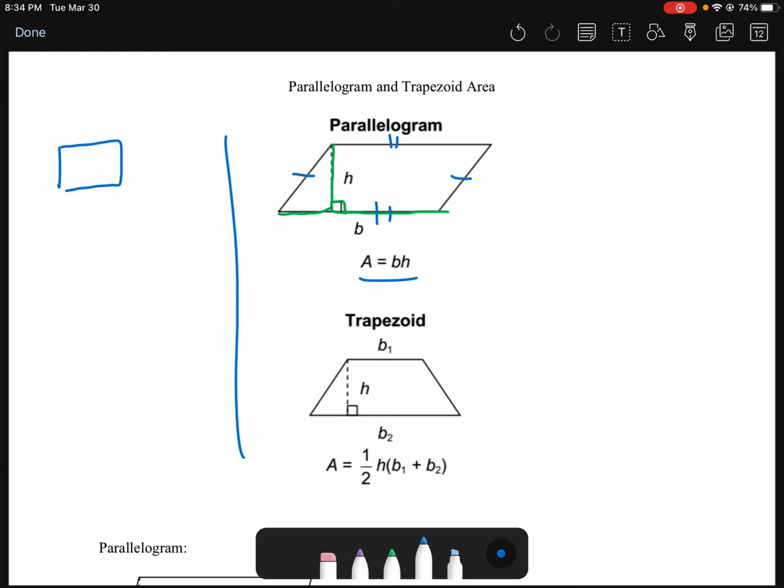A trapezoid, the area formula is 1/2 times the height times the two bases being added together. So I would take these two guys and add them together, multiply it to my height, and again, that's the one that's perpendicular to my bases. And then I would take half of it. For a trapezoid, it only has one set of parallel sides. So the two bases are the ones that are parallel to each other. And then the two lines that cross one another, you don't worry about those guys.